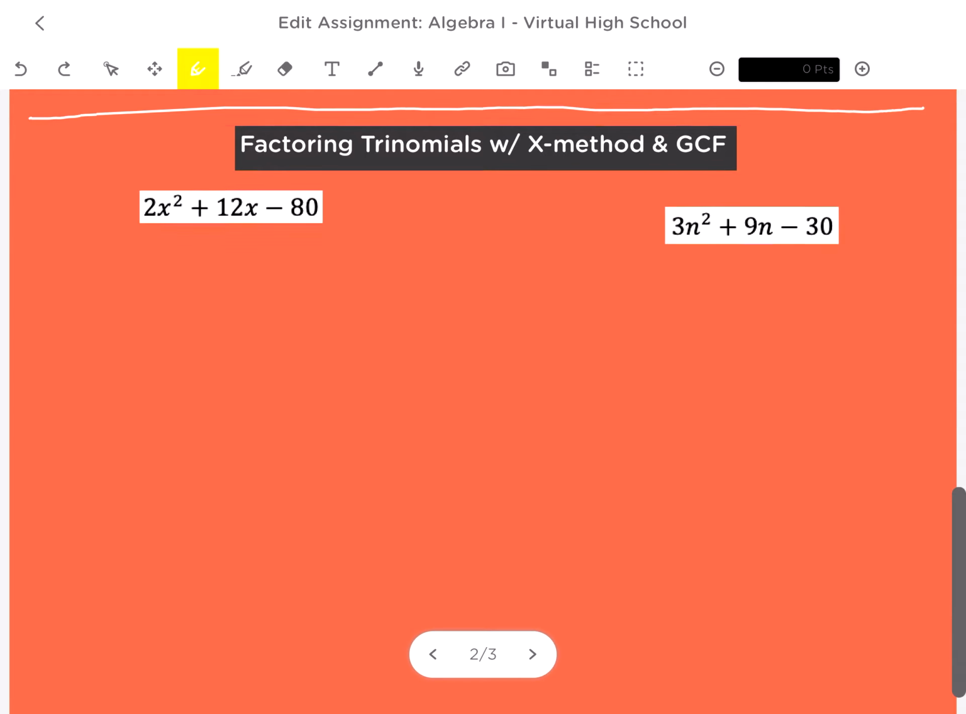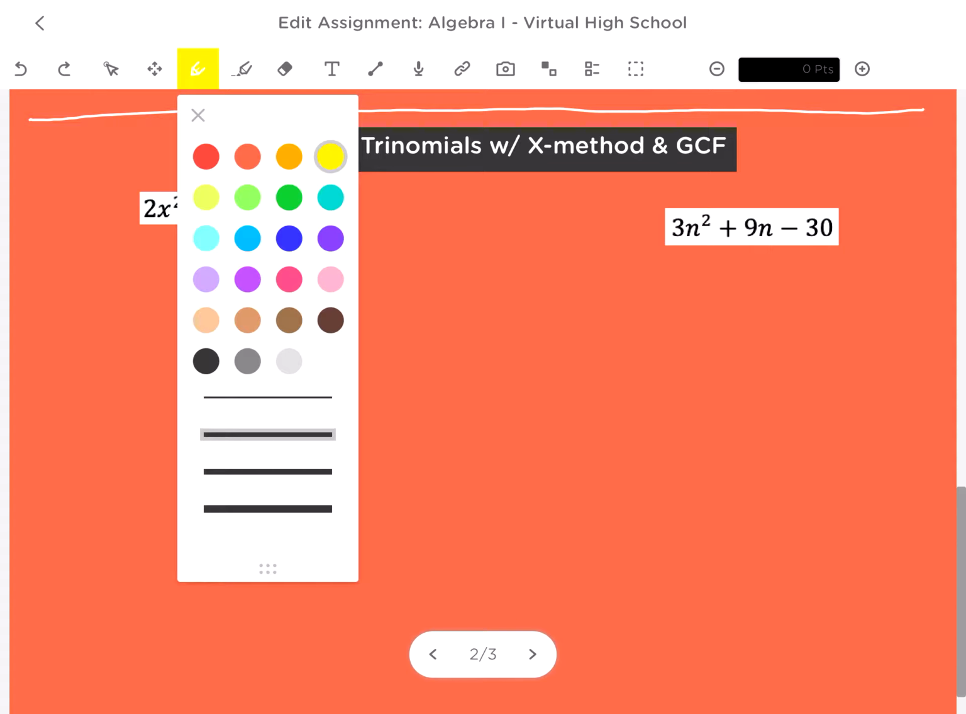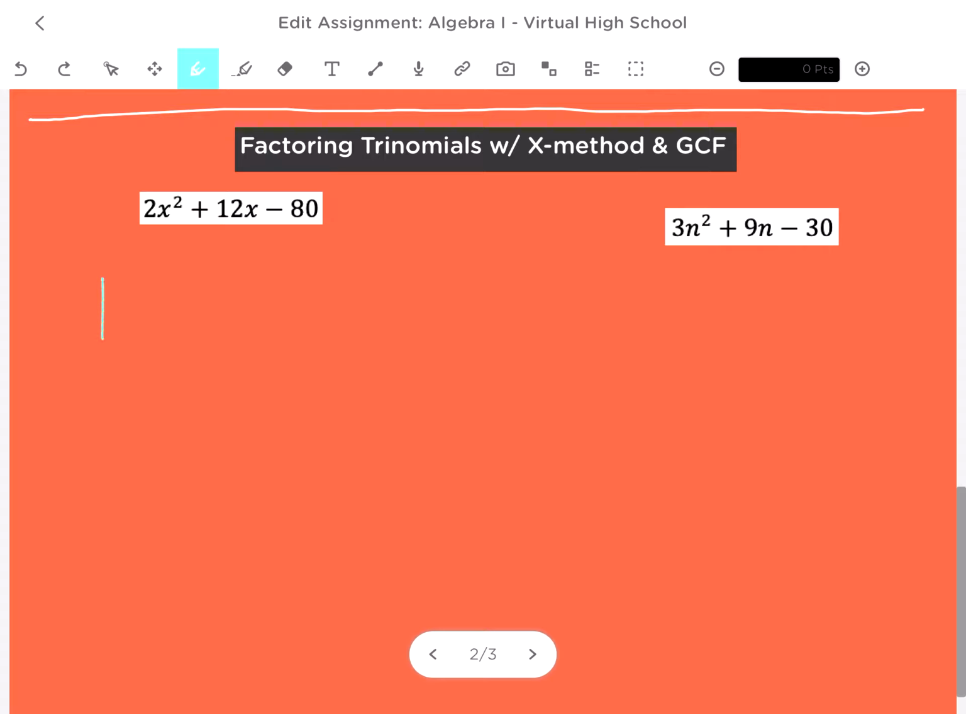All right, last one. I know, very sad, very sad. All right, so these problems are kind of a combination of everything we've done so far. So the first thing we're going to have to do is factor out the GCF. Then we're going to do the X method, okay? So let's start off by finding the GCF. So I have 2, 12, and negative 80. Now, I'm going to spare you guys a little bit. The only two factors for 2 are 1 and 2, right? So I know these are all even numbers, so 2 is going to be the number that I divide by for everything, okay?